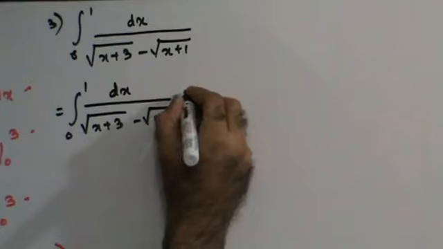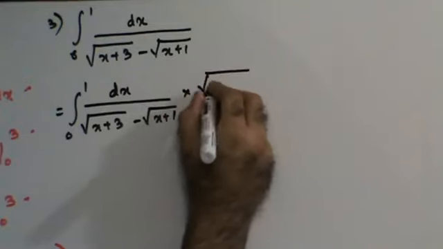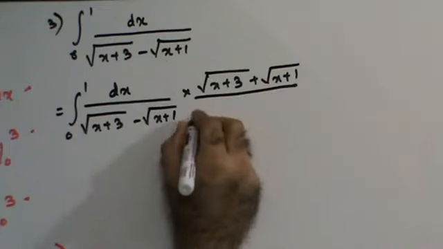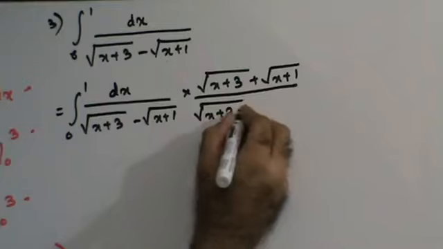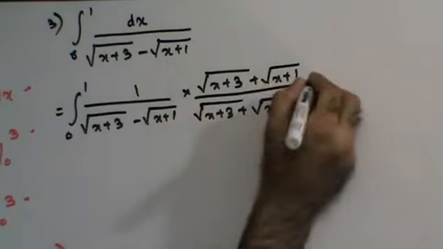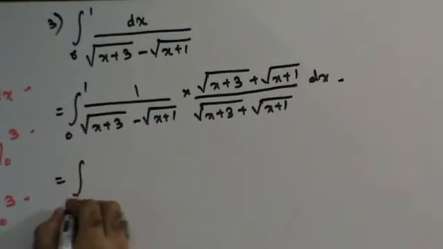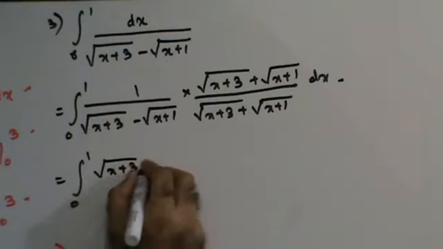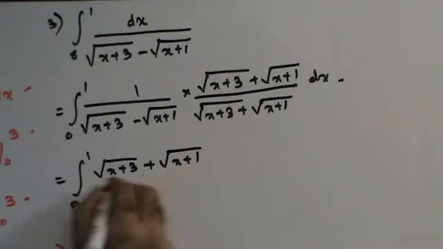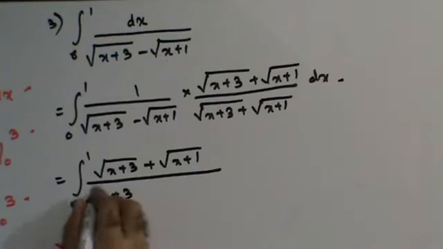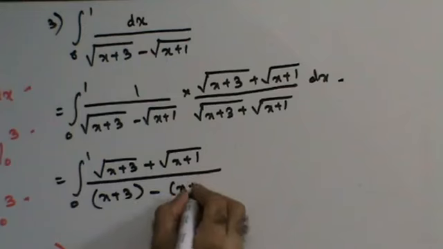If I rationalize this, I multiply by root of x plus 3 plus root of x plus 1 upon root of x plus 3 plus root of x plus 1. I will write the dx at the end. This is integral from 0 to 1. The numerator will be root of x plus 3 plus root of x plus 1. In the denominator you have a minus b, a plus b, and a minus b times a plus b is a square minus b square.